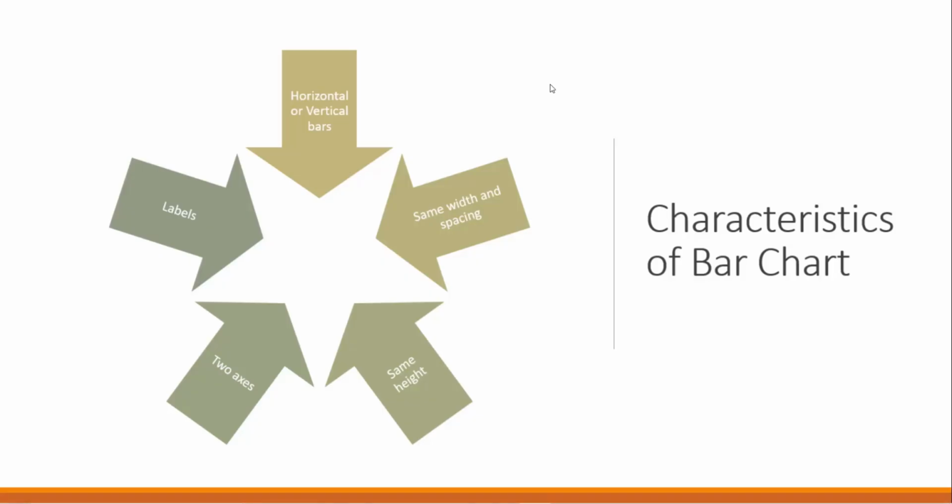The next characteristic is that the rectangular bars in the bar chart have the same height as the data they show. Moving to the next, the x-axis and the y-axis are the two axes in the bar chart. On one axis, it represents the categories, and on the other axis, it represents the discrete values. And the last characteristic of the bar chart is that it has an axis label, a bar chart title, a scale, and the name of the axis also.